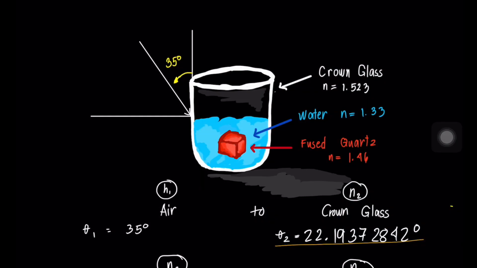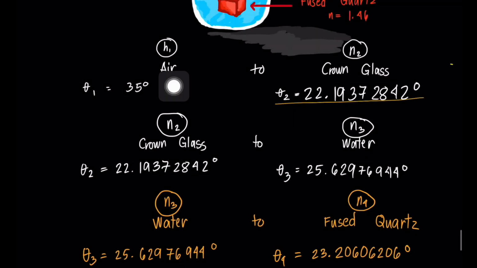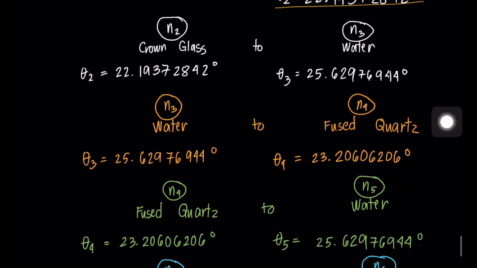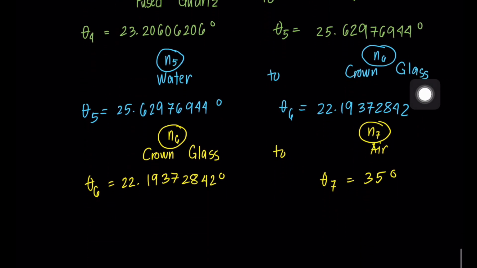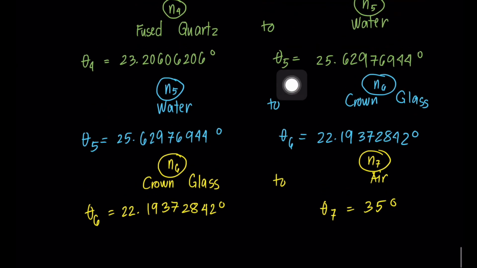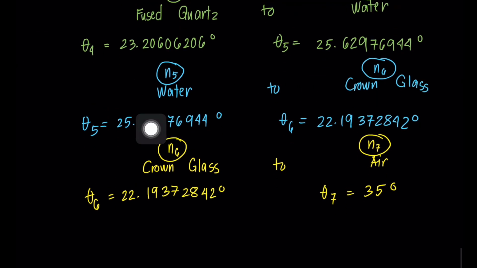So we have here the list of all of the solved thetas of the different media. We use the value of theta sub 1 to solve for the value of theta sub 2. We use the theta sub 2 to solve for theta sub 3. We use the value of theta sub 3 to solve for theta sub 4. We use the value of theta sub 4 to solve for theta sub 5. We use the value of theta sub 5 to solve for theta sub 6. And we use the value of theta sub 6 to solve for theta sub 7.